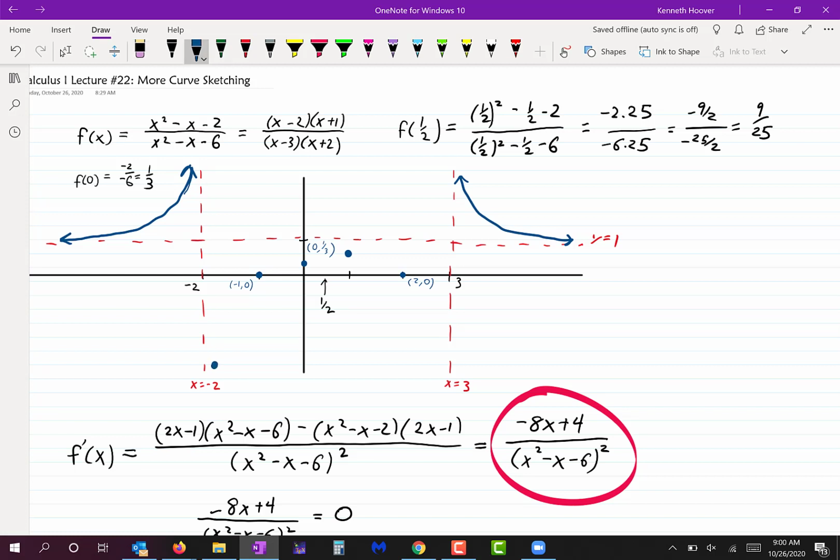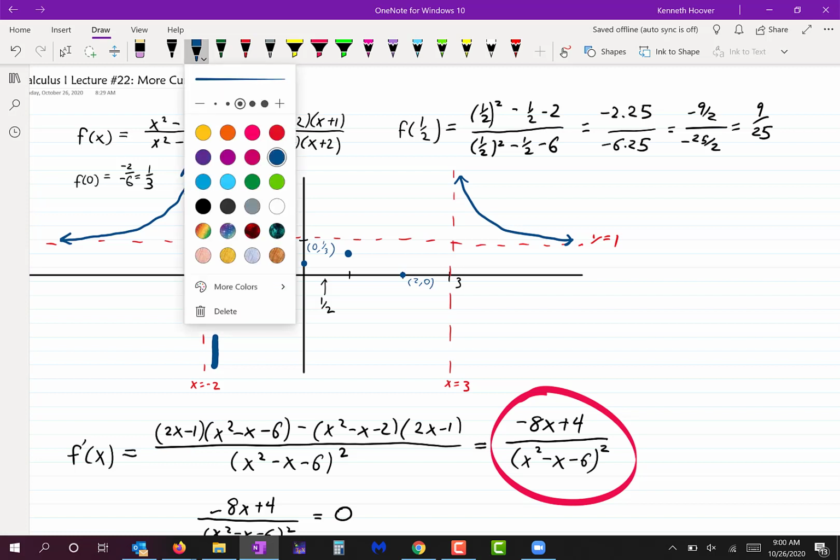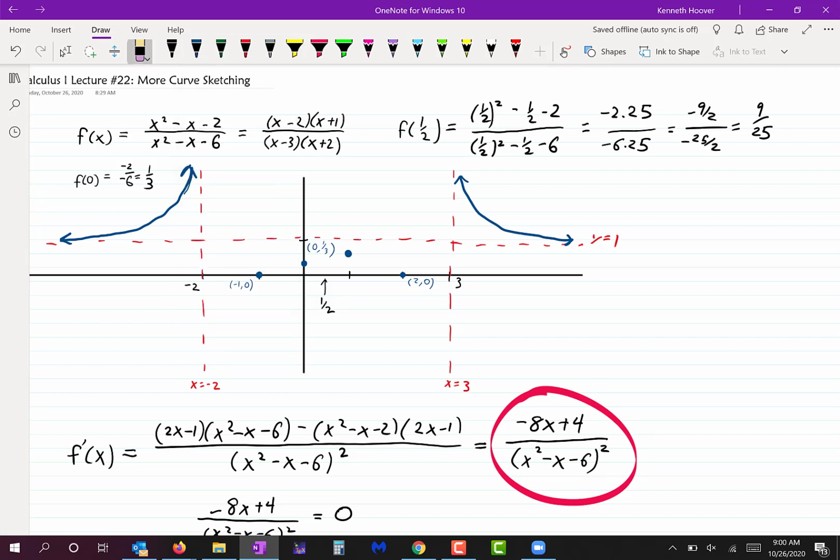It goes like this. Oh, that's too thick. Just a second here. It goes like this, like we talked about earlier. Goes through that x-intercept, goes through that y-intercept, has a maximum right there, then starts going down, goes through that x-intercept, and then goes to negative infinity. You see how that is? And there's our graph. It's not so bad, right?